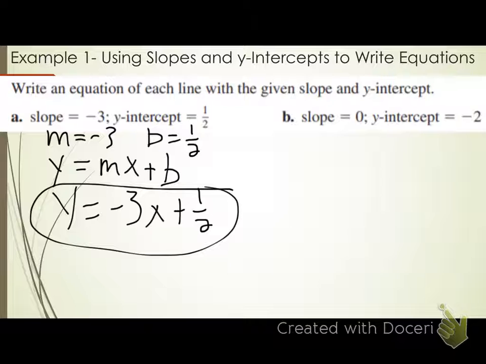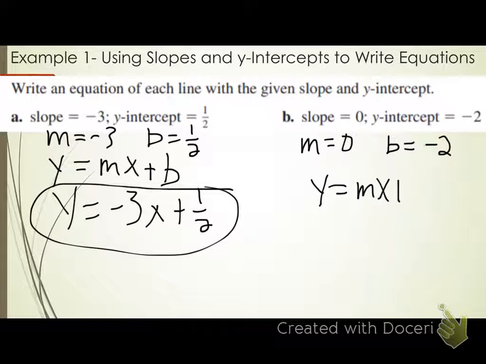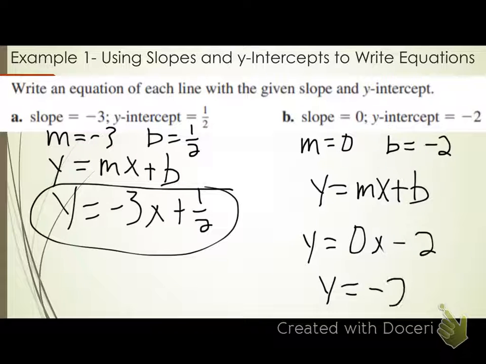Letter B. What's my m value? 0. What's my b value? -2. Plugging in to slope-intercept form, someone raise your hand and give me my equation. Y equals -2. Because if we plug in 0 for our slope, what's 0 times x? 0. What's 0 minus 2? -2.